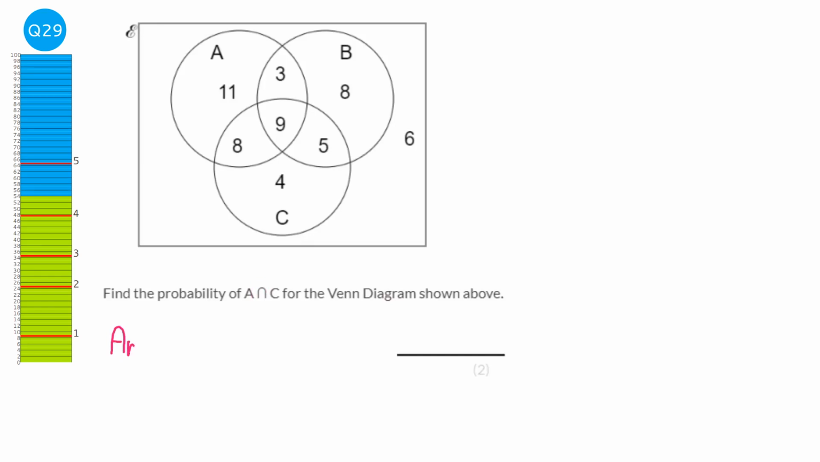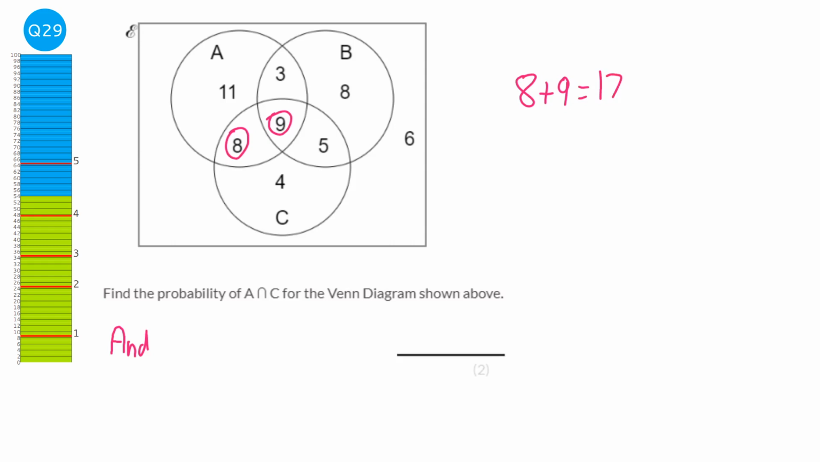So the symbol here basically means and, and the way I remember it is if you draw that symbol and just put a line through it, you can make the word and. So we're looking at the probability of getting something that is in A and C. So the only ones that are in A and C are this 8 and this 9 here. So we're going to just add the 8 and the 9 together, which gives us 17.